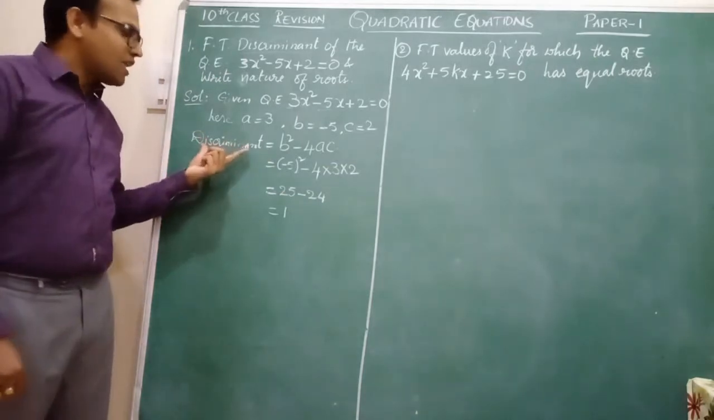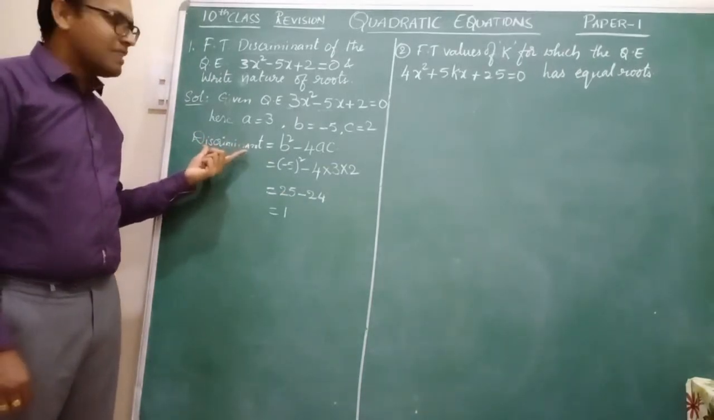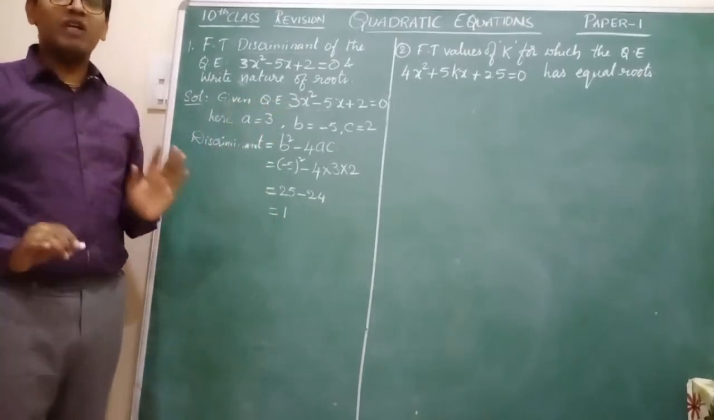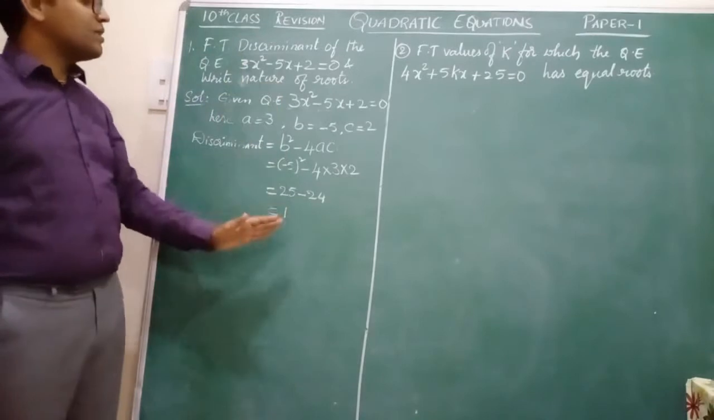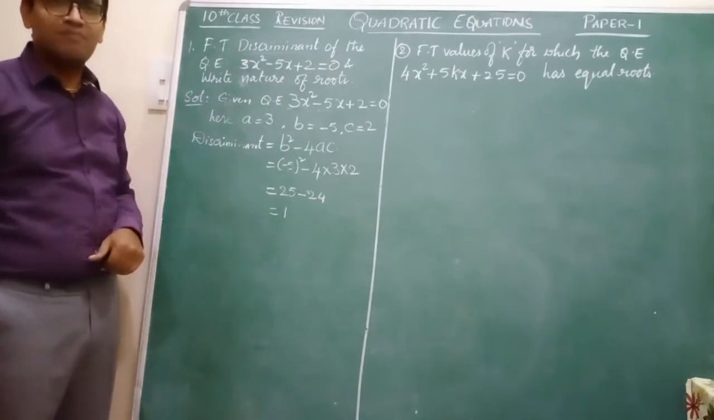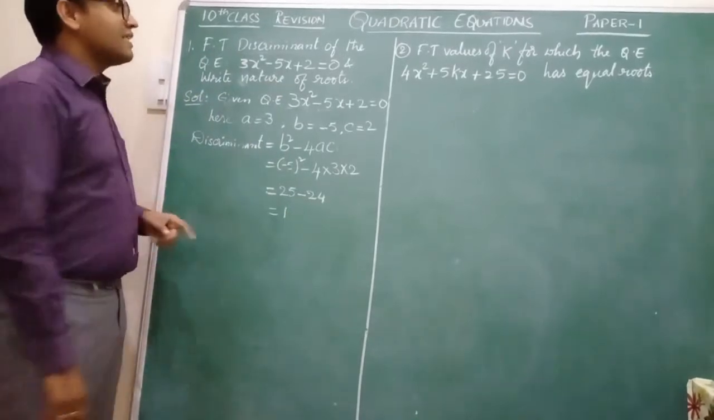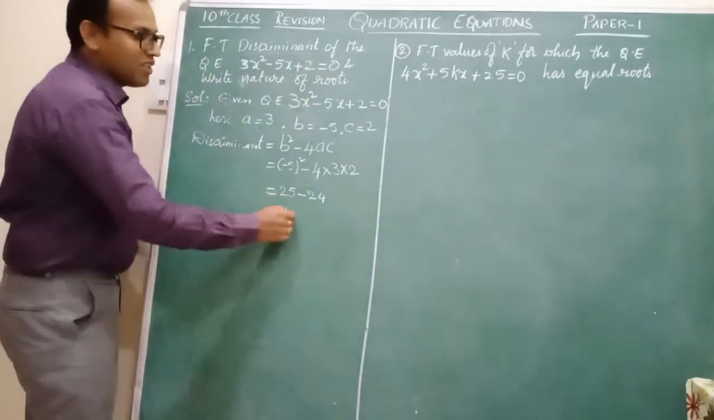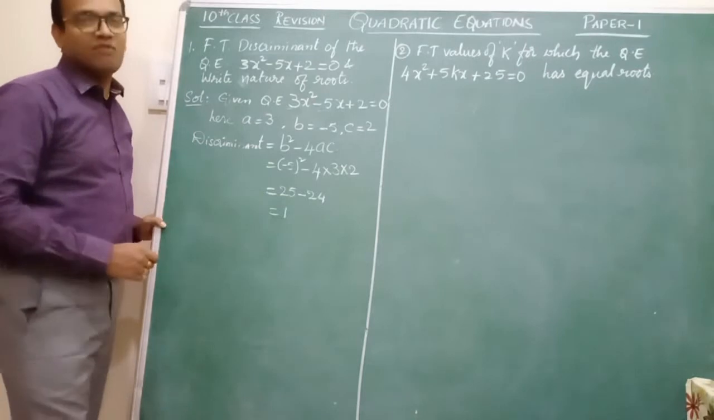So children, the discriminant of this quadratic equation is 1. So we got half of the problem. We found the discriminant. Then he is saying, hence write the nature of its roots. Based on this discriminant, we have to write the nature of the roots.